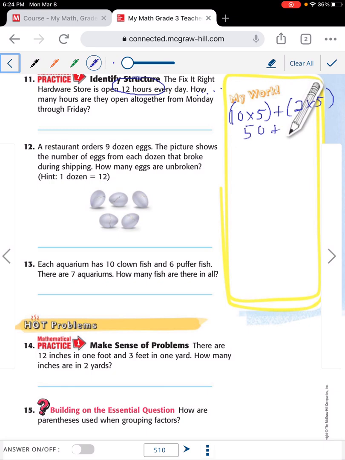50 plus 10 equals 60. Now, because it's a word problem, we need a word answer. So how many hours? So 60 hours.